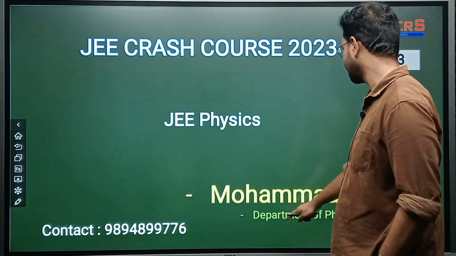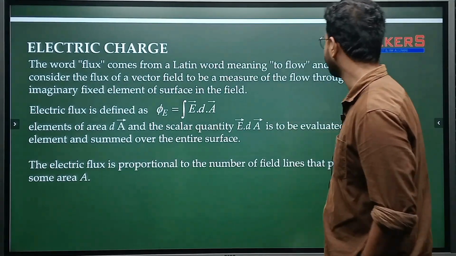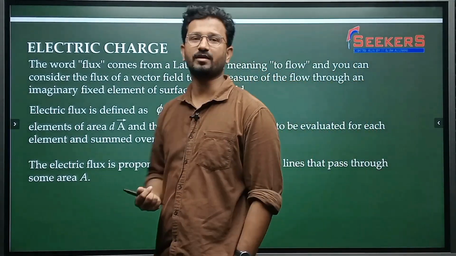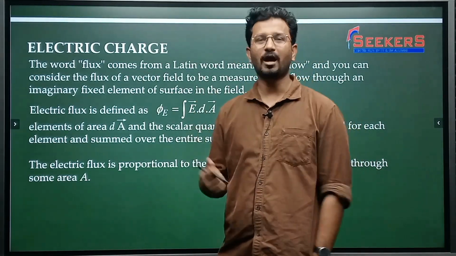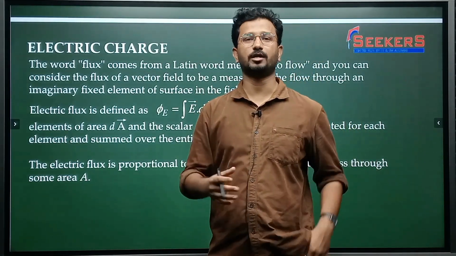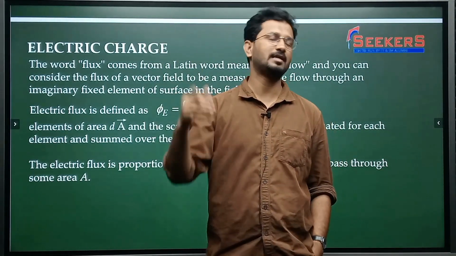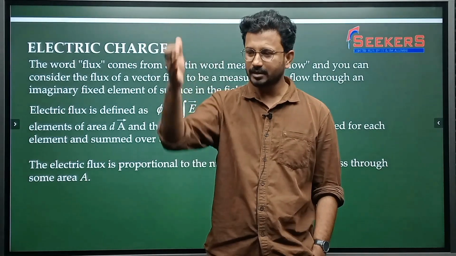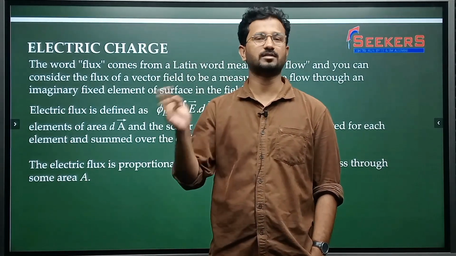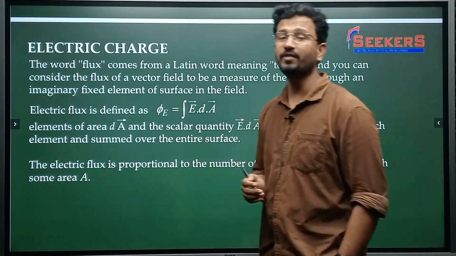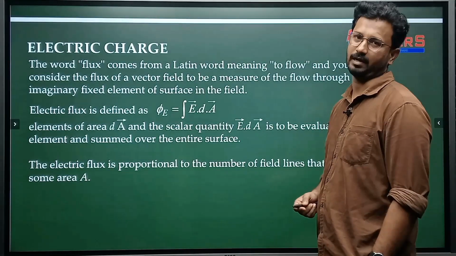Today we are going to talk about electric flux. So basically, what is electric flux? Flux comes from a Latin word which means to flow. If you have an electric charge, it will create electric field lines around it. If you take a surface area near the charged particle, these electric field lines will pass through that surface area. The number of electric field lines passing through a unit surface area is called electric flux.